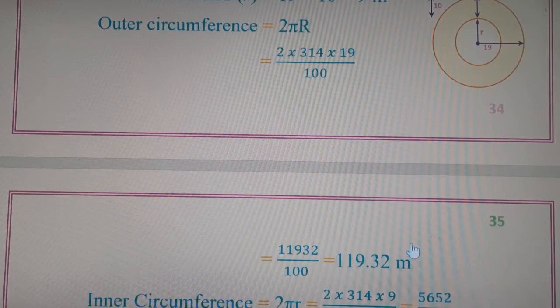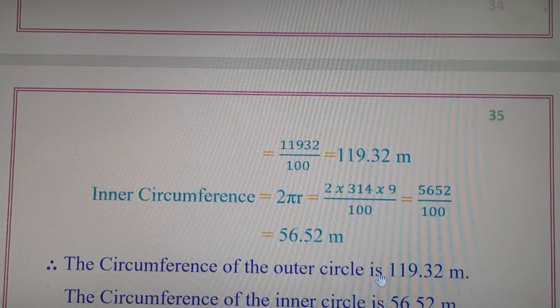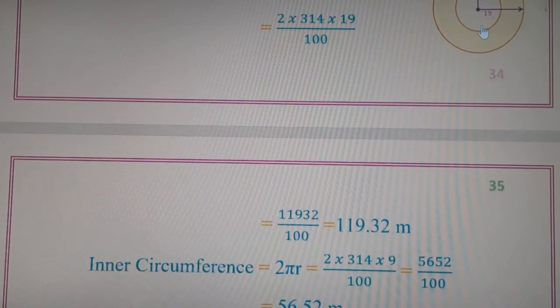Now here we will not write meter square. Only in the area topic we will write meter square, centimeter square. When circumference or perimeter is given, we will write only meter or only centimeter. So here the outer circumference is 119.32 meter. Now we have to calculate the inner circumference.